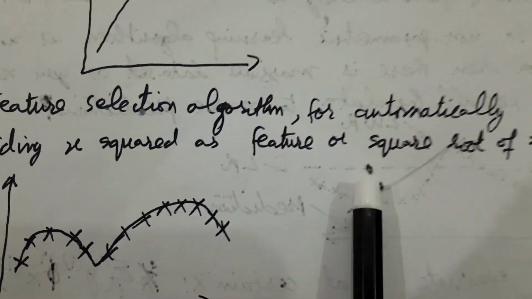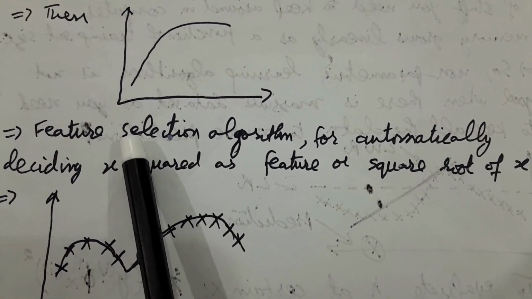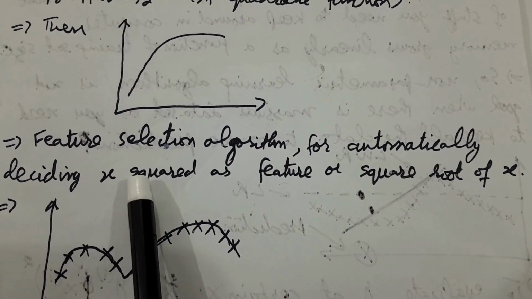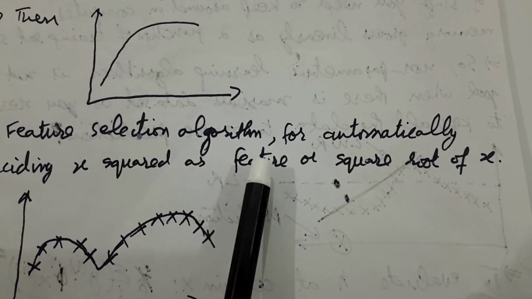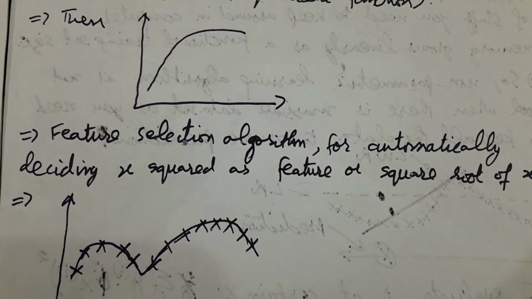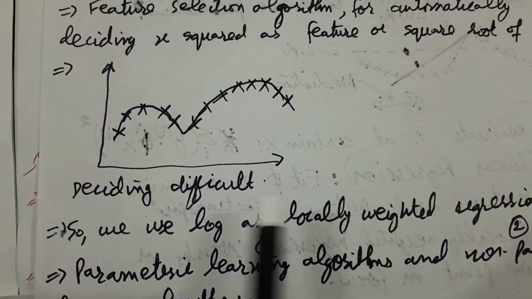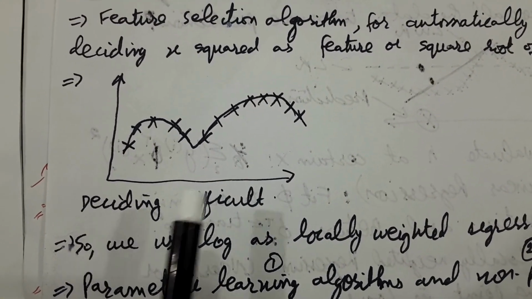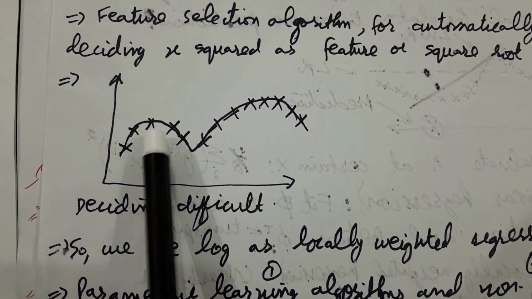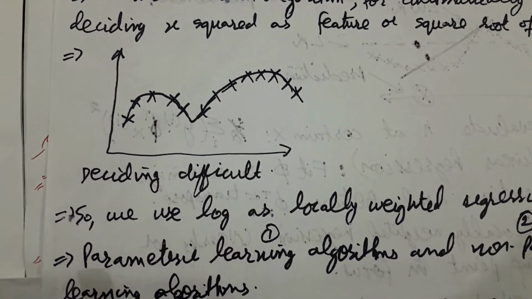So feature selection algorithm, some of the characteristics we will discuss. It's a feature selection algorithm for automatically deciding x squared as a feature or square root of x. This is the common algorithm or common case we discuss. Now deciding, sometimes it is difficult to decide. These are some of the features. This is the line which we obtain.